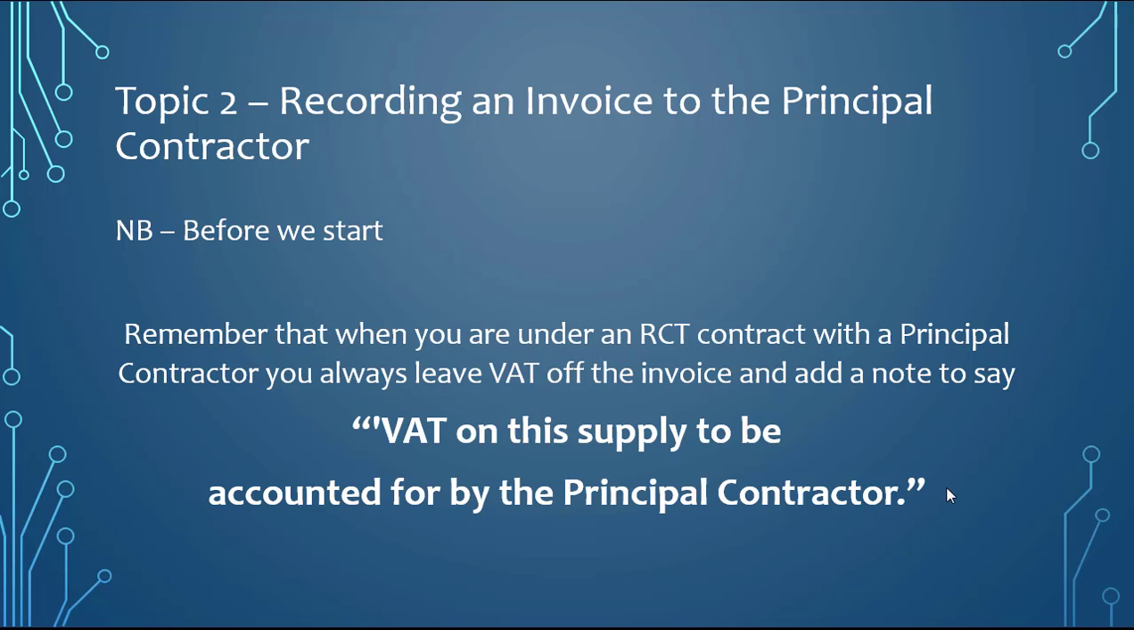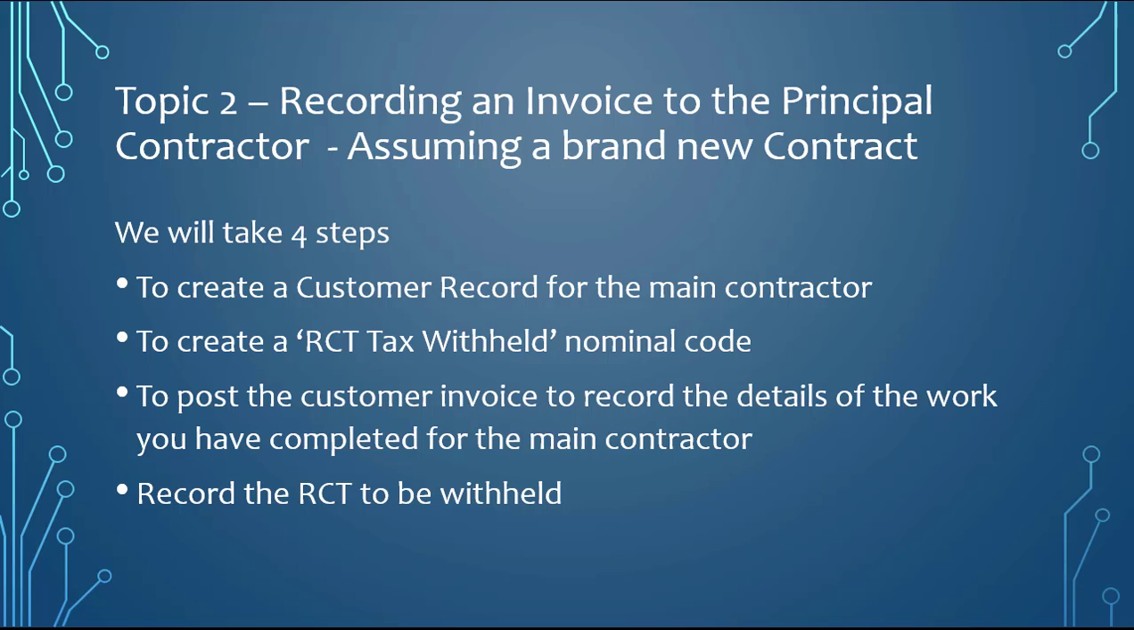All right then, next up, there are four steps that are going to lead to us having the principal contractor's invoice recorded properly. And just so that we're doing it from start to finish, I'm going to assume that this is a brand new contract. We're going to create the customer record for the main contractor or principal contractor. We're going to create an RCT tax withheld nominal code, and this is the very important piece which makes this all very complicated. And then we're going to post the customer invoice to record the details of the work you've completed for the main contractor. And then you're going to record the RCT that's going to be withheld, and we're going to do that using a credit note.